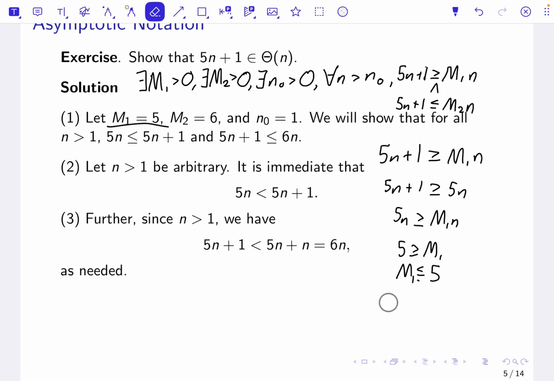I wanted to do this one entirely on the slide. I think I'll have to delete this. Yeah. Sorry.